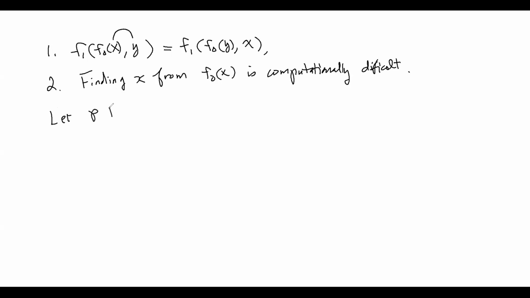Okay, so now with that, let P be a prime number, and A be a primitive root modulo P.